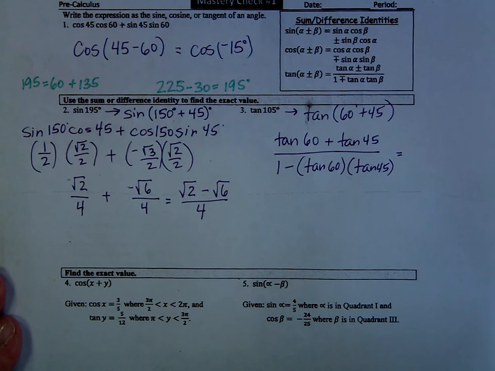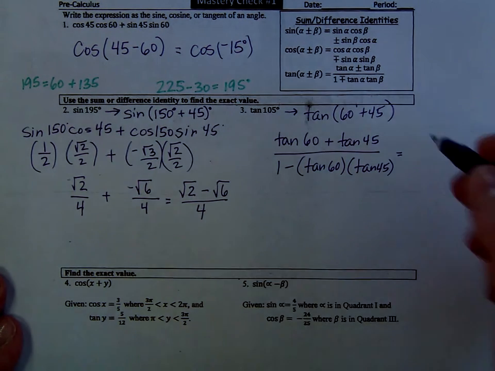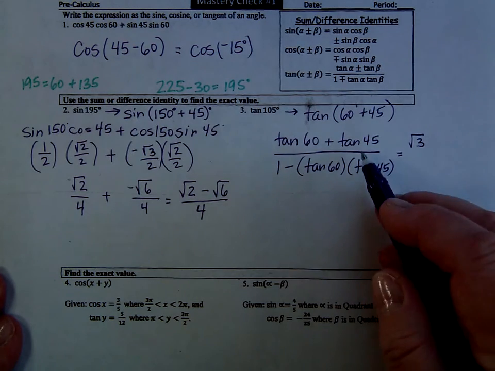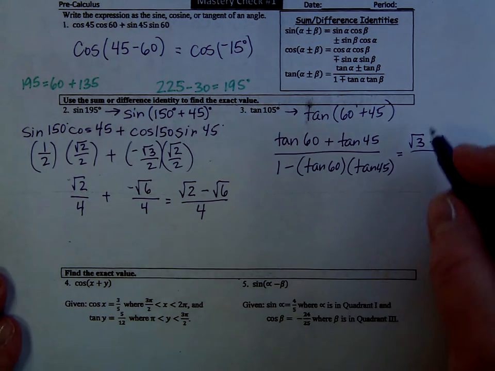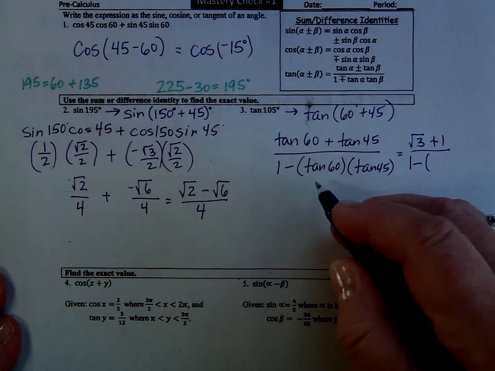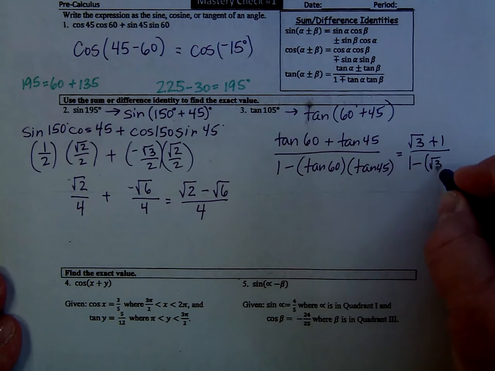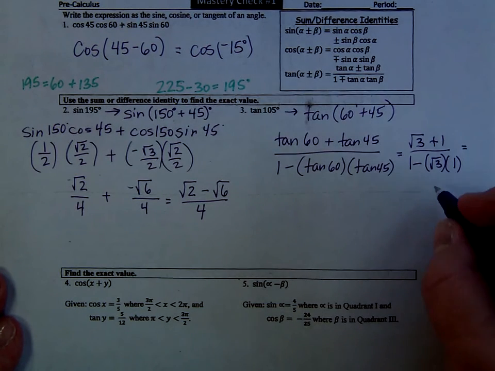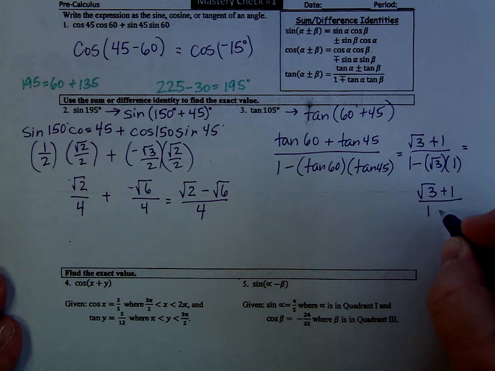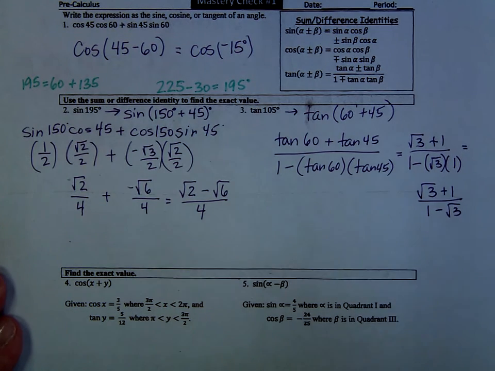So if I go to tangent of 60, on my chart I get a square root of 3. Tangent of 45 is 1. On the bottom I get 1 minus. This is the square root of 3. And this is 1. And so I clean it up, put it together, and I get the square root of 3 plus 1 all over 1 minus the square root of 3 times 1 is just a square root of 3. And so that's your answer.